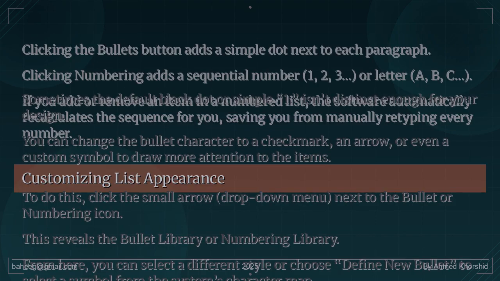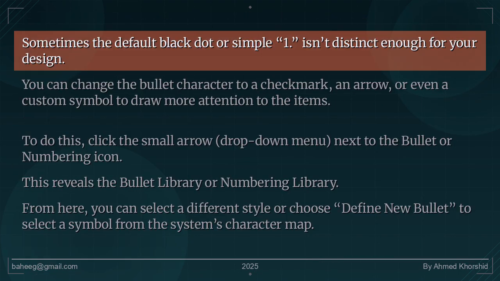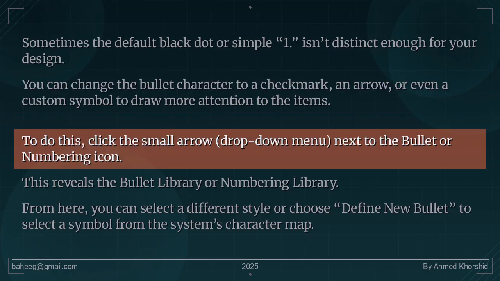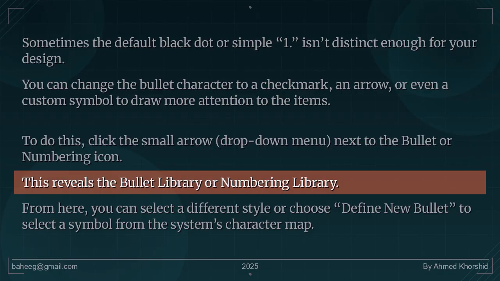Customizing list appearance. Sometimes the default black dot or simple number isn't distinct enough for your design. You can change the bullet character to a checkmark, an arrow, or even a custom symbol to draw more attention to the items. To do this, click the small drop-down arrow next to the bullet or numbering icon. This reveals the bullet library or numbering library.